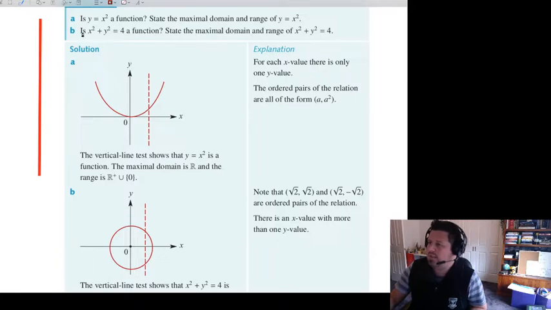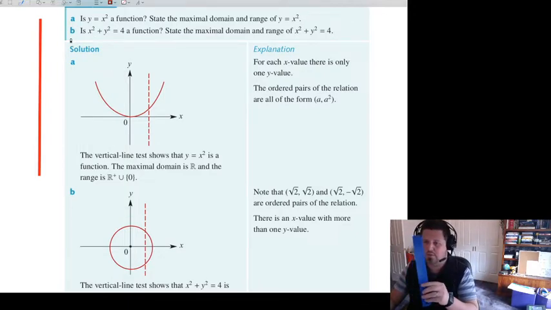Cool. Next one says, is x squared plus y squared equals 4 a function? State the maximum range and domain for that. Cool. So, first of all, we need to work out whether it's a function. So, again, you would get your vertical line.